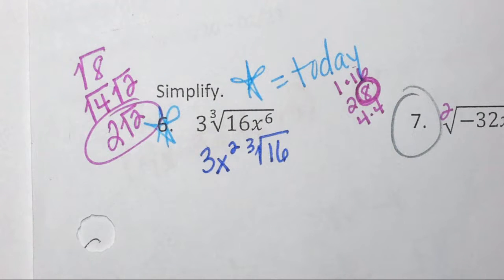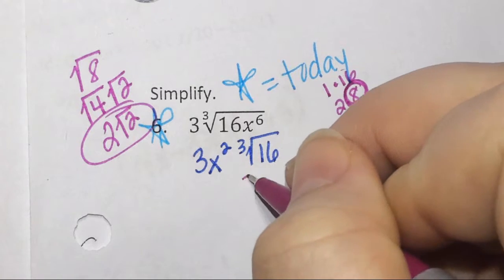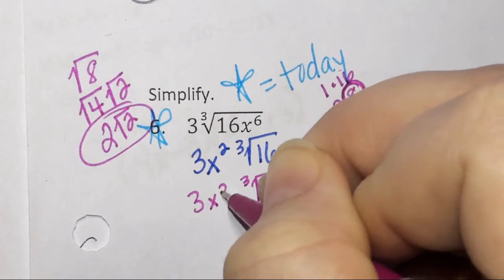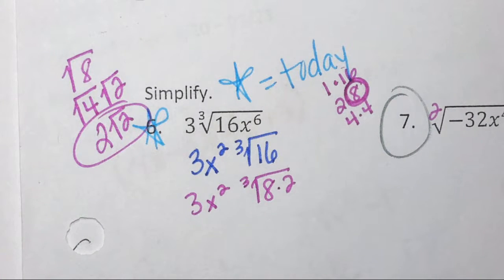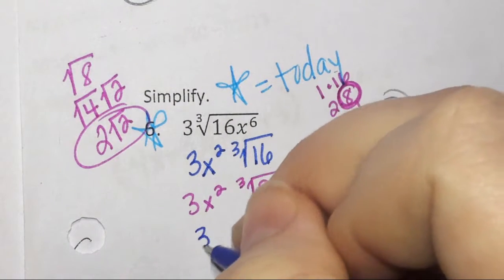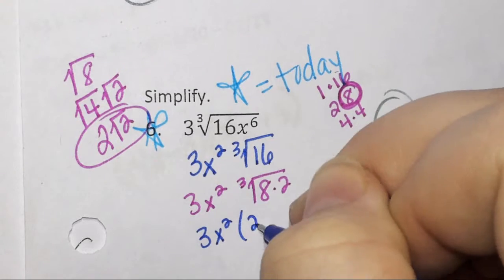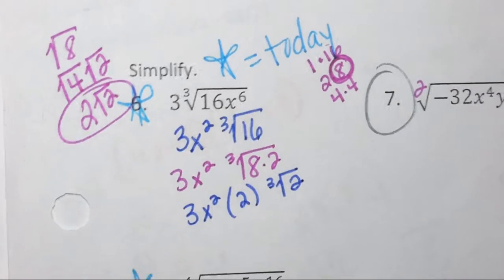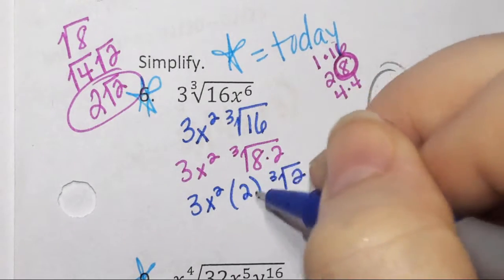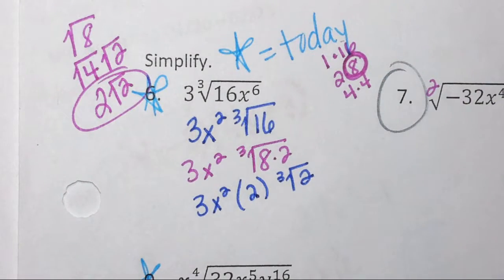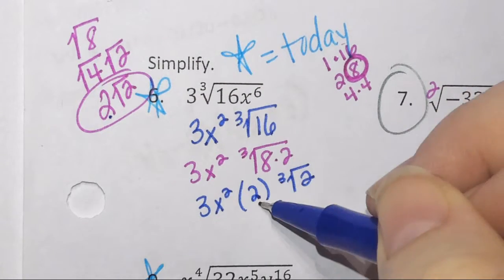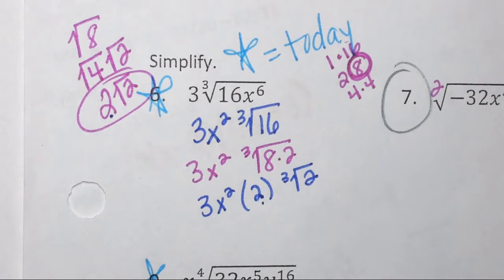8 is a perfect cube. So really we have cube root of 8 times 2. And then I know the cube root of 8 is 2. So really we have a 3x squared, a 2 coming out, and a cube root of 2 left under the radical. Because I know the cube root of 8 is 2. The way I knew the square root of 4 is 2, I know the cube root of 8 is 2, because 2 to the third is 8.